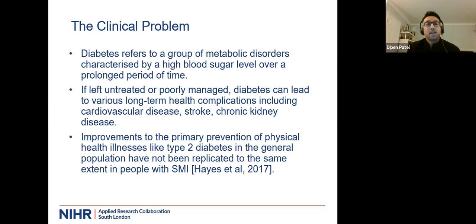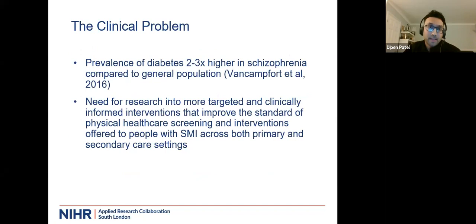The improvements to primary prevention of physical health illnesses like type 1 and type 2 diabetes in the general population haven't been replicated to the same extent in people with severe mental illness diagnoses, which contributes to the need to target these conditions as early as possible. We know that the prevalence of diabetes is somewhere in the region of 2 to 3 times higher in individuals with schizophrenia compared to the general population.